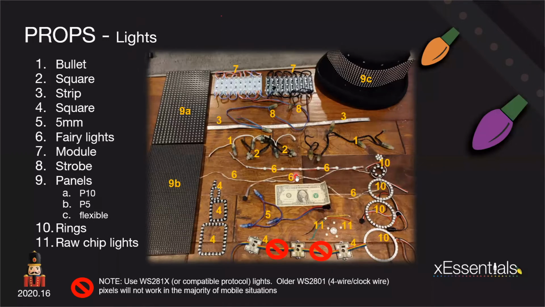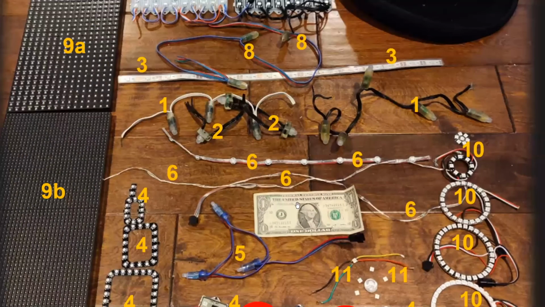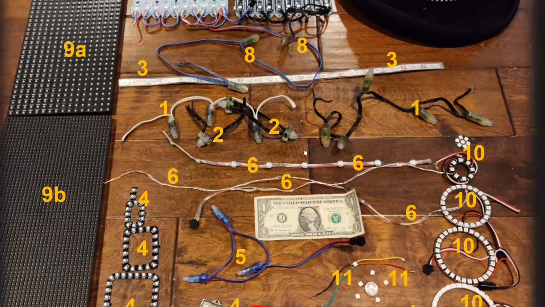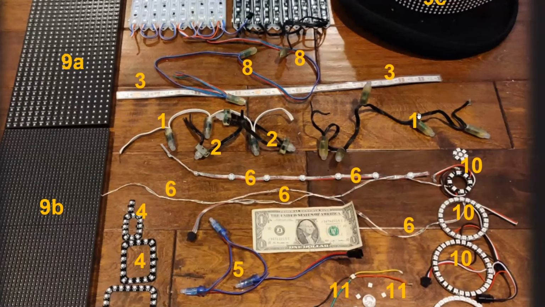So let's zoom in for a second, and I'm going to step you through the actual list of pixels, because maybe some of you haven't seen some of these different types of pixels. So number one is your basic bullet pixel, right? White wire over here, black wire over here. Number 2 is the square pixels that most of us are familiar with. Number 3 is the strip.